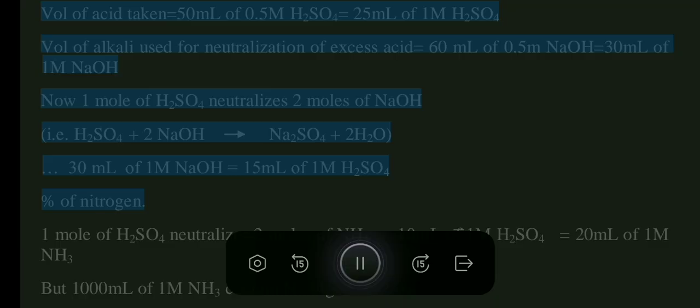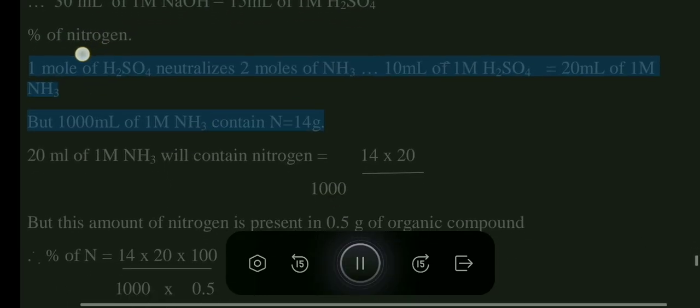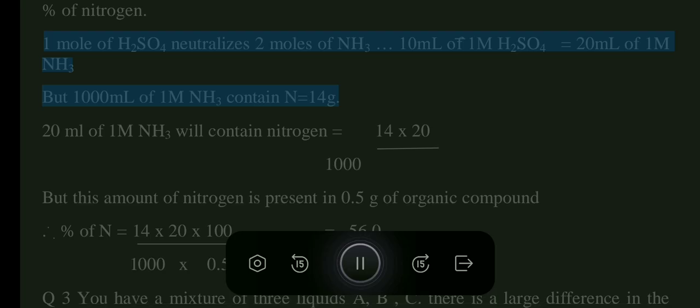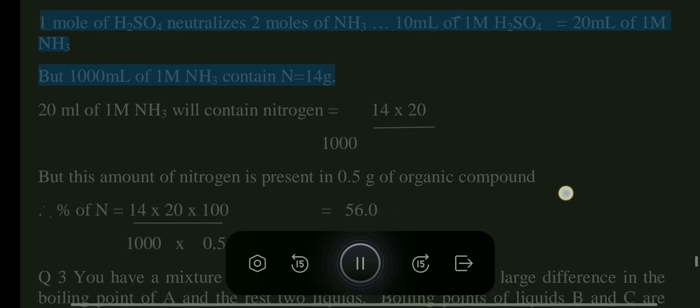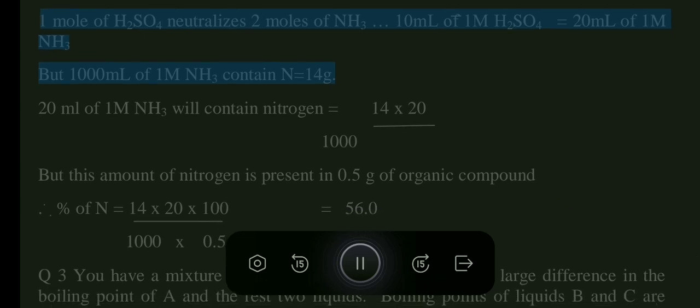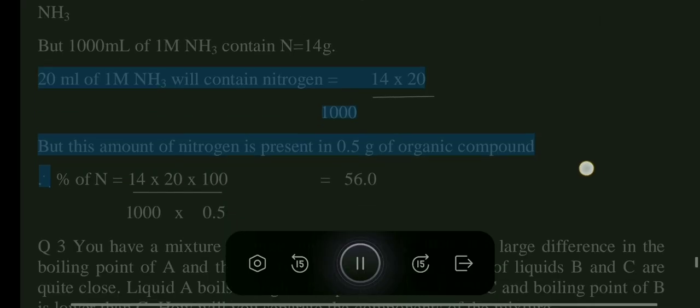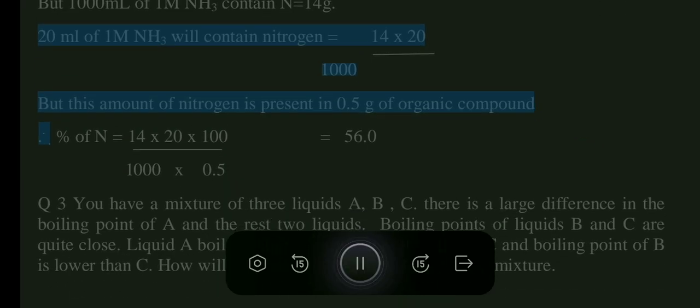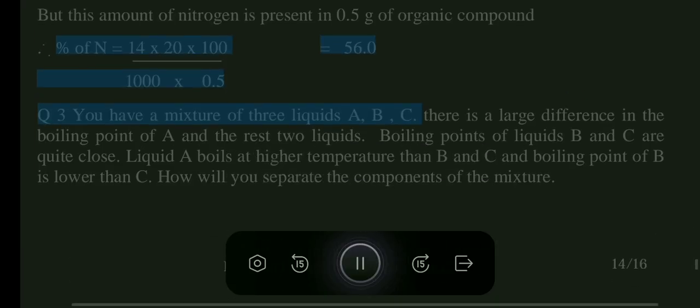Percent of nitrogen. Acid used equals 25 minus 15, which is 10 milliliters of 1 M H2SO4. 1 mole of H2SO4 neutralizes 2 moles of NH3, so 10 milliliters of 1 M H2SO4 equals 20 milliliters of 1 M NH3. But 1000 milliliters of 1 M NH3 contain N equals 14 grams. 20 milliliters of 1 M NH3 will contain nitrogen equals 14 × 20 / 1000, but this amount of nitrogen is present in 0.5 grams of organic compound. Percent of N equals 14 × 20 × 100 / (1000 × 0.5) equals 56.